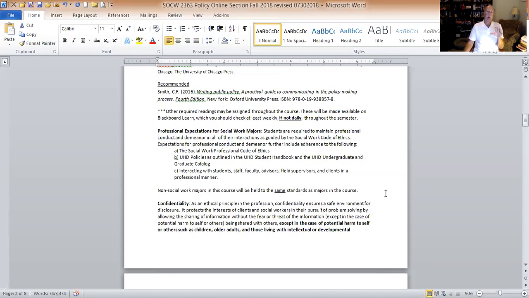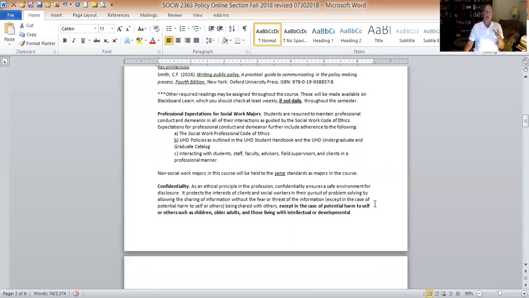There are several boilerplate pieces in here that I'm just going to touch ever so lightly on. These are all materials that you can read. If you have questions, we can always talk about them. As a general rule, professional expectations for majors and even for non-majors, we expect them to hold together. There's a code of ethics. There's also the university policy on student conduct that you're expected to follow. And we expect everybody to interact in a professional manner.